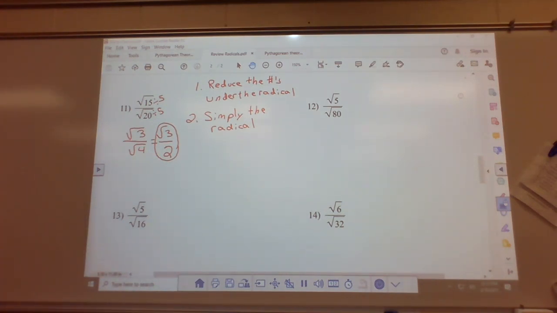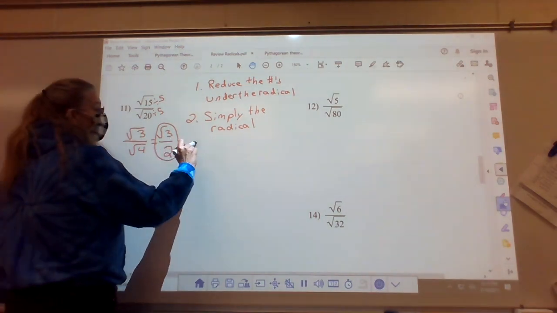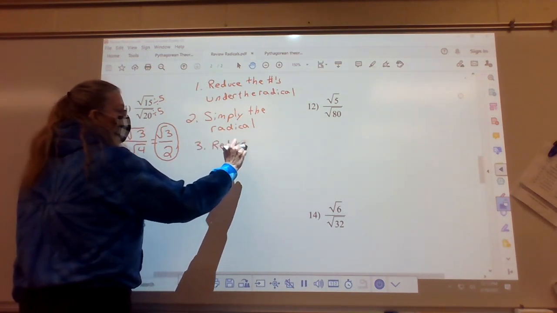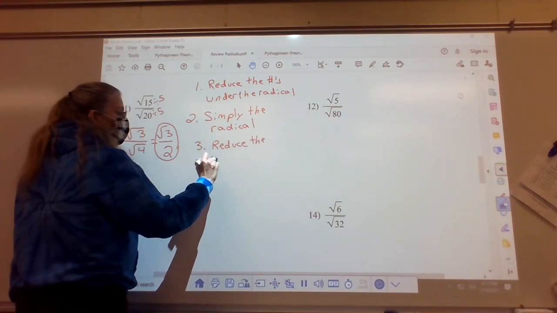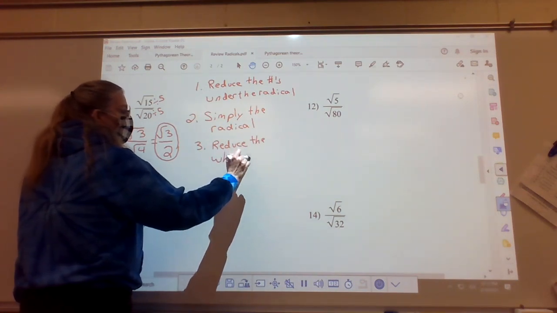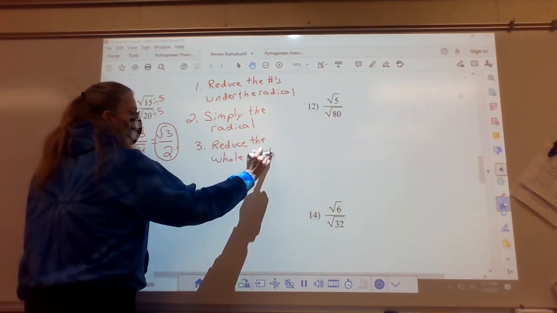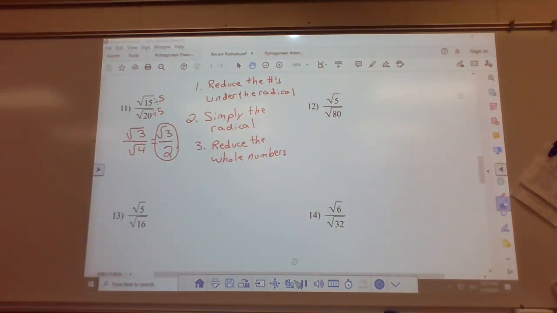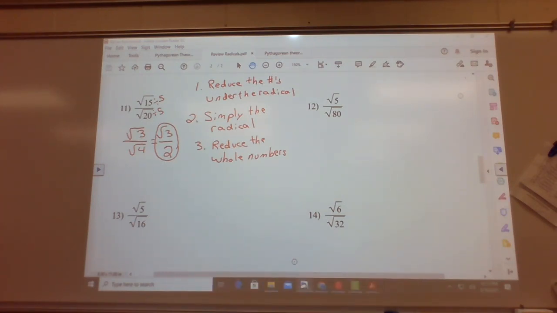Now there is one more step that we're not going to see for a little while. But the third step, which will show up here at some point, is to reduce the whole numbers. And that's the big thing, when you're reducing, radicals can only reduce radicals. Whole numbers can only reduce whole numbers. You can't reduce a radical and a whole number at the same time.